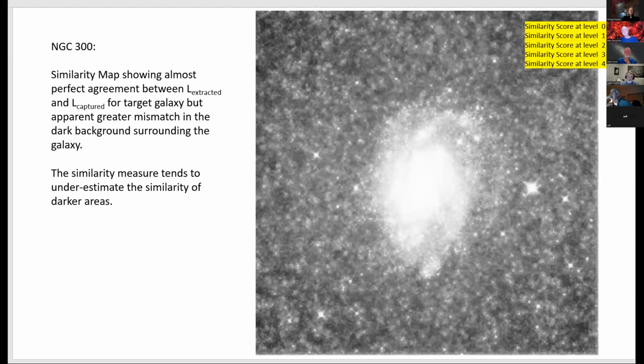Okay, and here's the similarity map for that. And once again, the similarity map is almost perfectly matched. That is, bright, equal to 1, in the area of the galaxy. And out here, in the black skies, there's more mismatch. That's a result of the fact that this algorithm is not terribly reliable at low light levels.